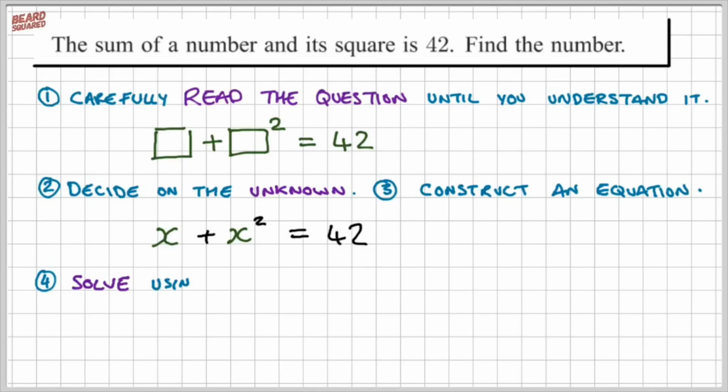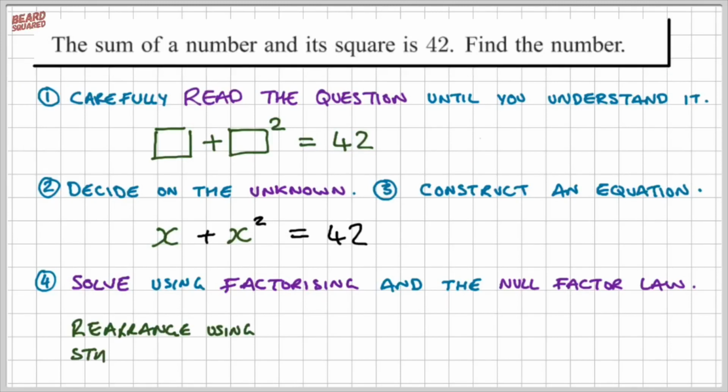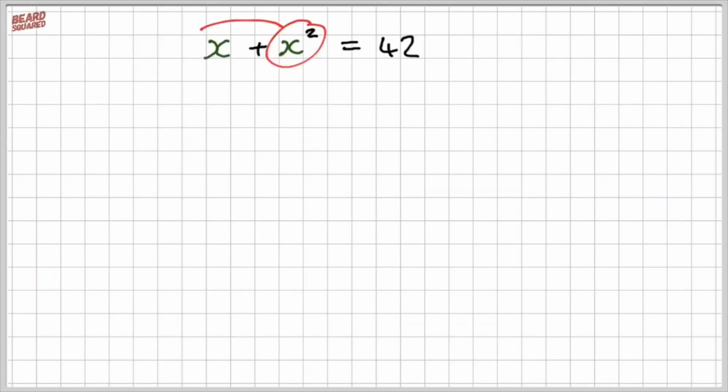Okay, in step 4, what I want to do is solve the equation using factorizing and then the null factor law. Now I'll link to a video in the cards above and the description below to what the null factor law is, so you can check that out if you're not familiar with that. Otherwise, we'll continue with rearranging our formula in standard form. So really what I want to do is ax squared plus bx plus c, and that's equal to 0 because we're going to be using the null factor law. Okay, so let's carry on with step 4.